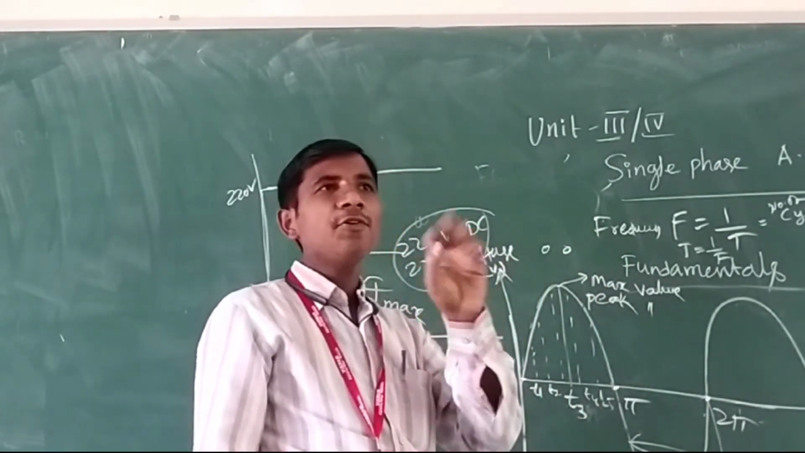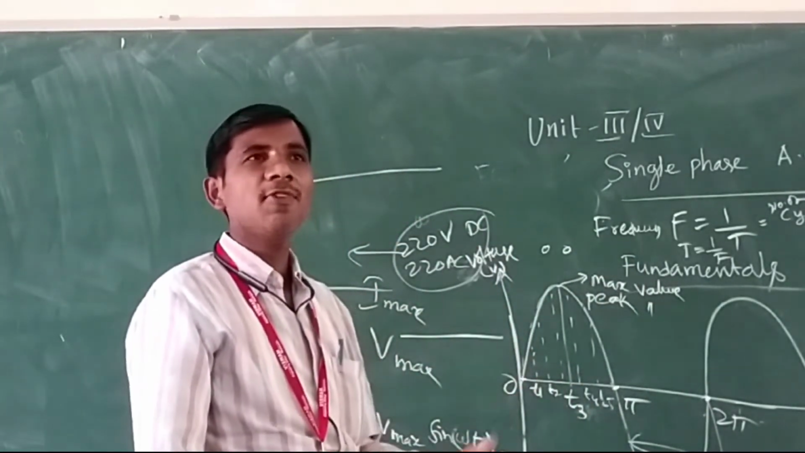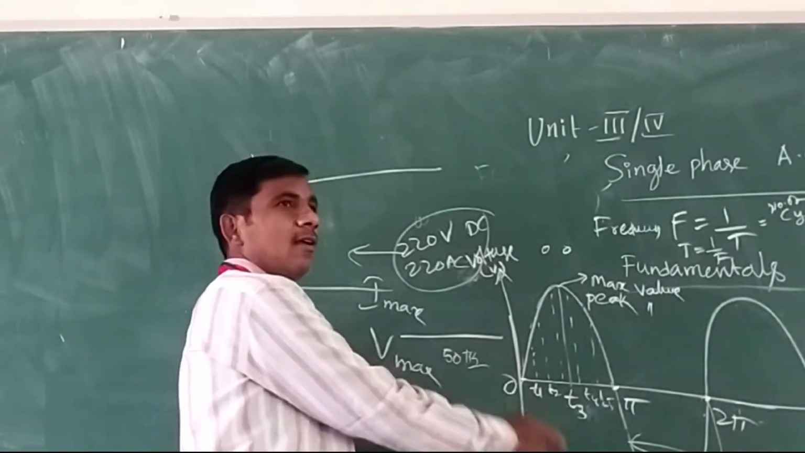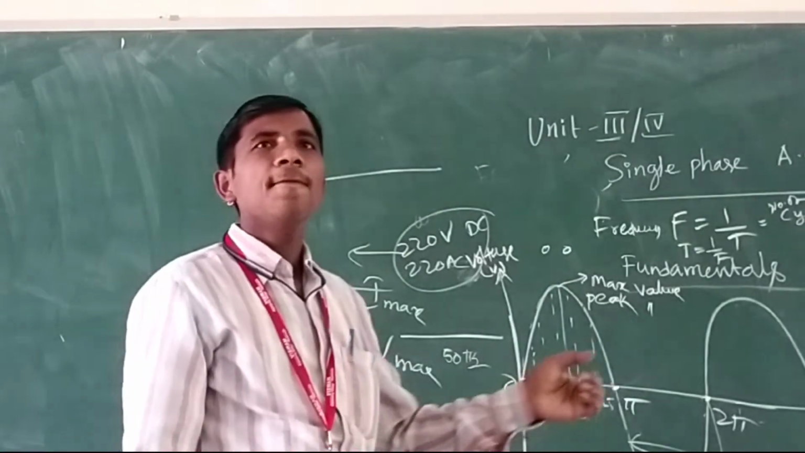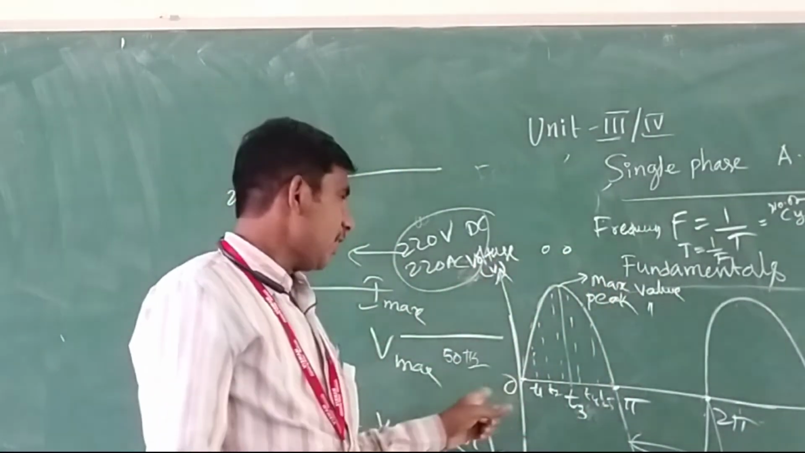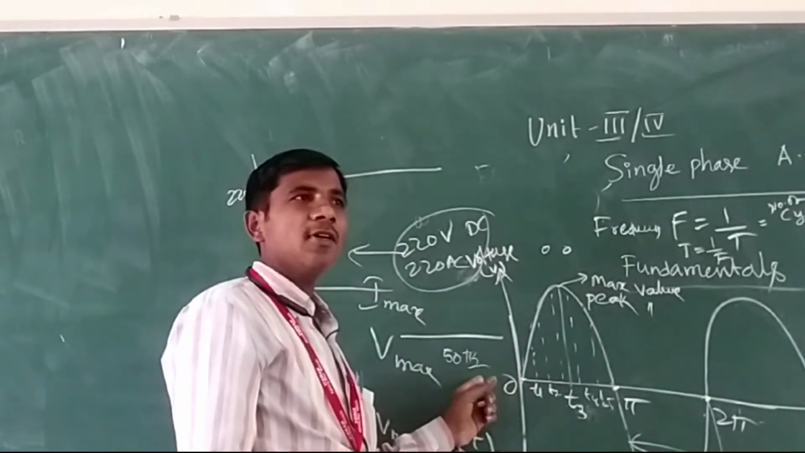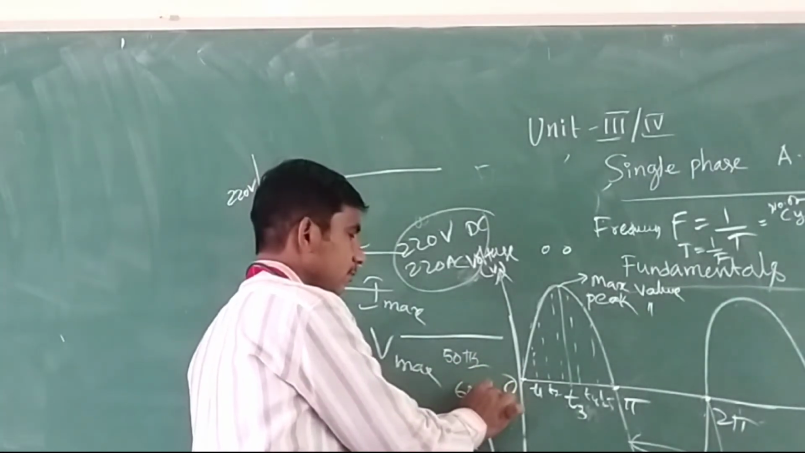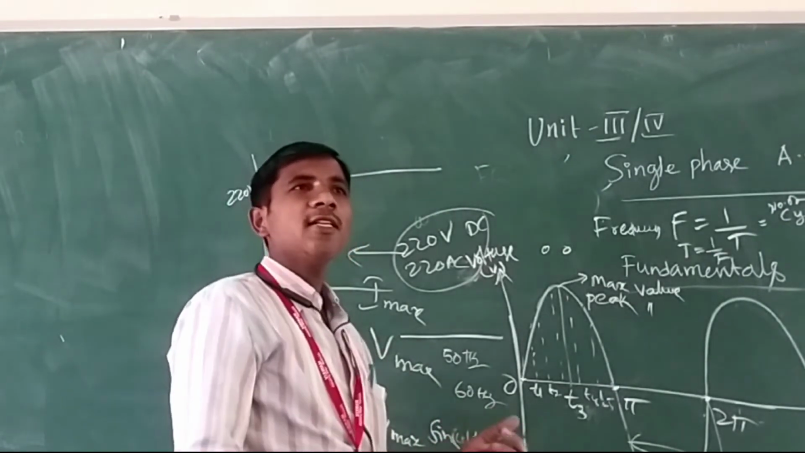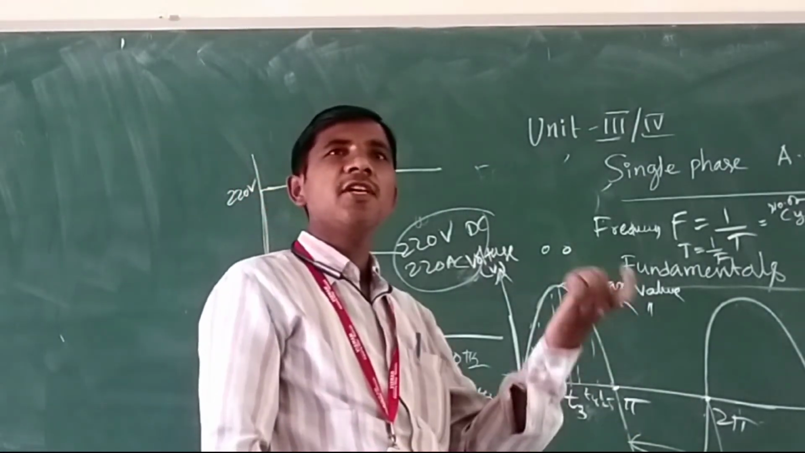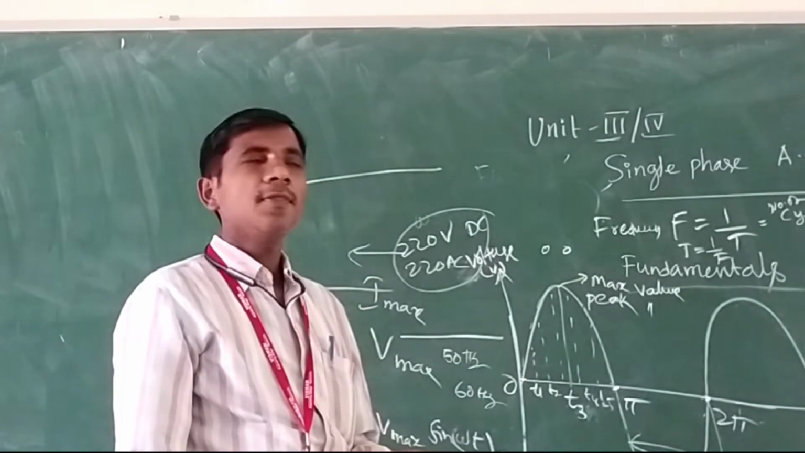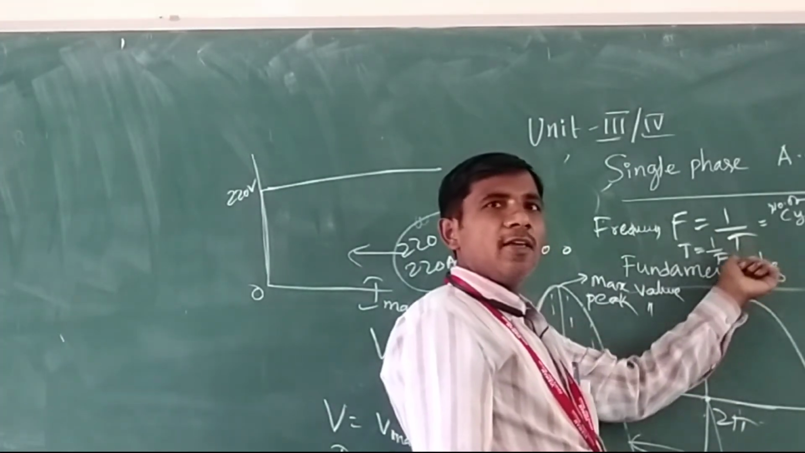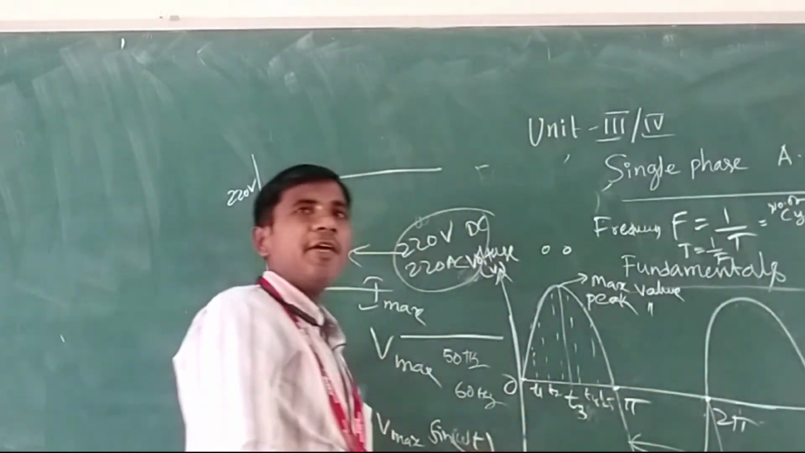The frequency will be more. We are using 50 Hz in India. What is the unit for frequency? Hz. 50 Hz frequency. If you go to some other countries abroad, they follow 60 Hz. They generate power at 60 Hz. The frequency means F equal to 1 by time period. F equal to 50 Hz is the constant for India.